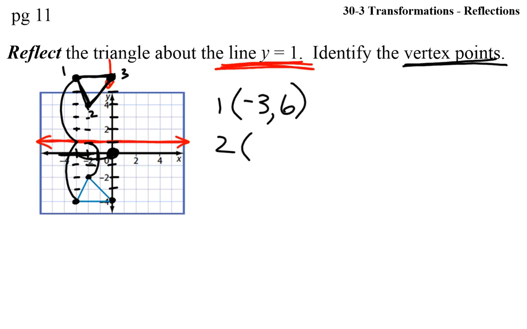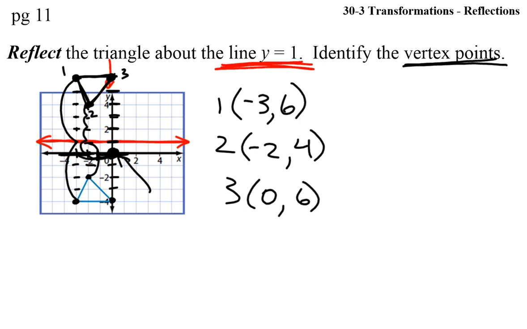Point 2 here, well, from the origin, we need to go 1, 2 left. And we need to go 1, 2, 3, 4 up. Plotting points, identifying points is from the origin, remember. And our third point from the origin, we're not going left or right, so it's 0, but we are going 1, 2, 3, 4, 5, 6 up. So there's the 3 points on my image, what I finished with.